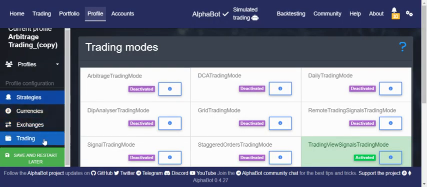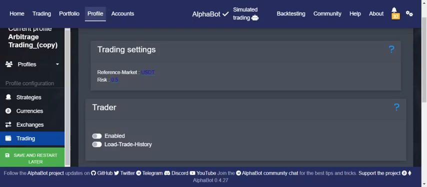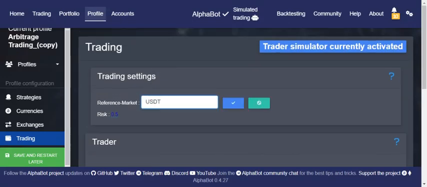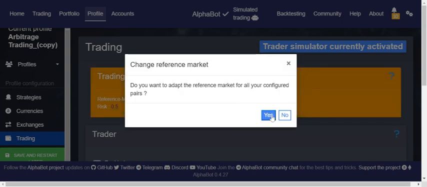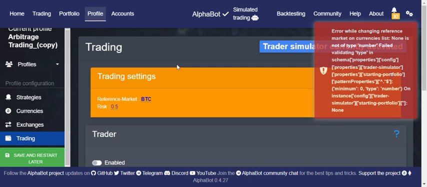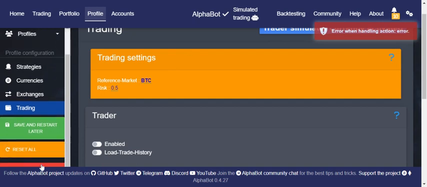For example, let's say if we go to profile, and then down here we have a trading option. If you click on trading, you find first trade setting. If you click here, it will let you choose a reference market. Let's say we want to choose BTC as a reference market. Okay, yes, and then BTC is configured as our reference market, and then we save and restart, and then restart all.